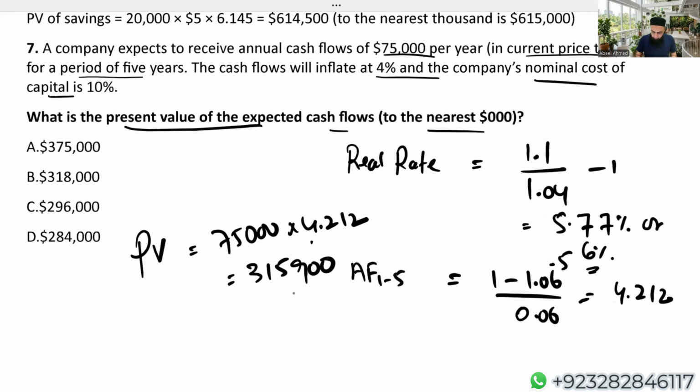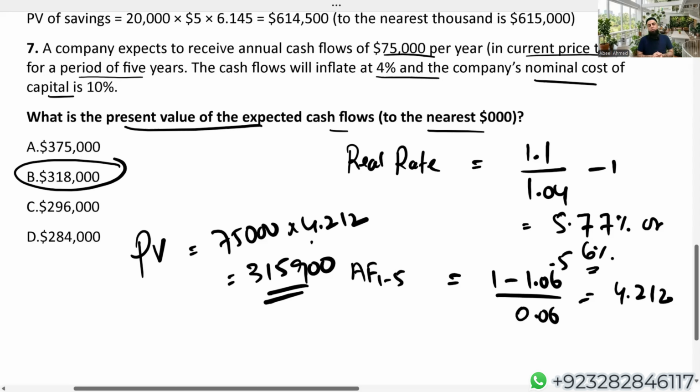Students, I am getting 315,900. Of course, if you are not getting the exact answer, we'll go to the closest one. The closest one is B, to the nearest 1,000. I have stopped the annuity factor at 3 decimals. If you take 4 or 5 decimals, you will automatically have an answer closer to 318. If you're not having the exact answer, we'll go to the closest one and you will not make any mistake. Don't worry at all. The closest one is 318.